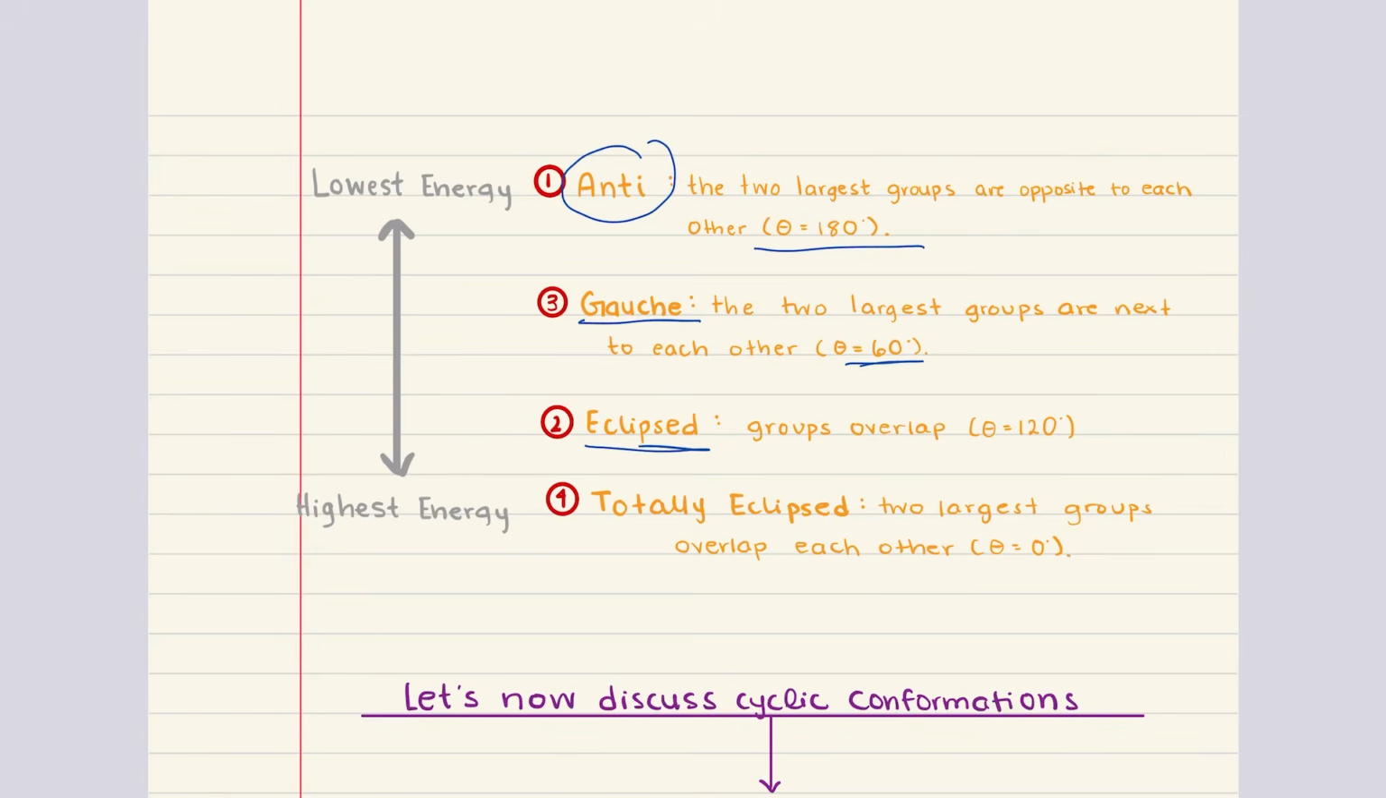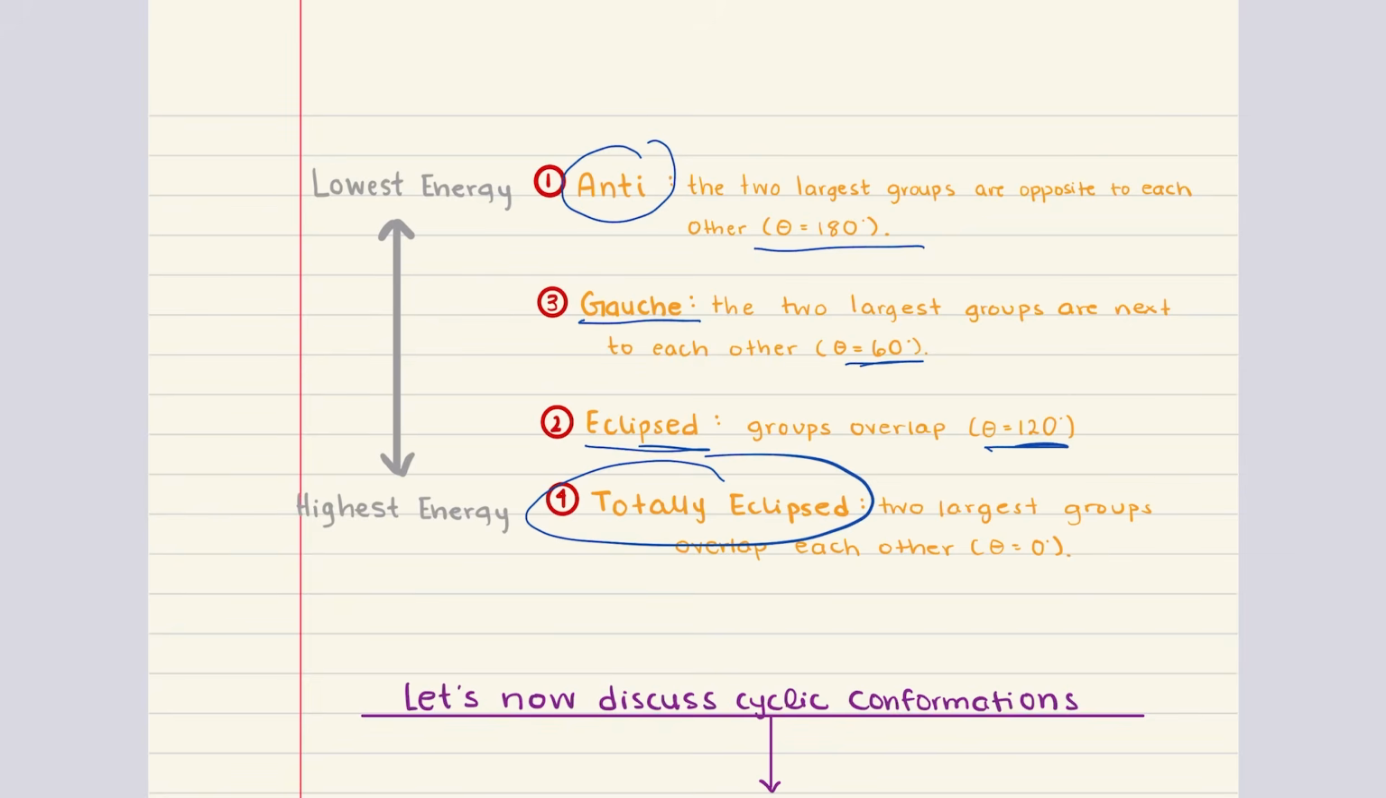Then we have our eclipsed conformation. The substituents here on the front and back carbons overlap, creating torsional strain due to electron repulsion. This conformation occurs at a dihedral angle of 120 degrees, and it is higher in energy compared to the anti or gauche conformations. Then, our final conformation is the totally eclipsed conformation.